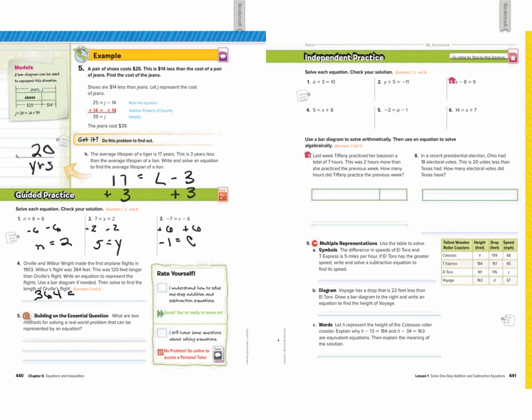I don't know if an O is the best for that. Looks like a 0. We could just use F for flight. But we do know that Wilbur's flight was 120 feet longer. So that means we are going to add that 120. To solve the problem, we're going to subtract 120 on both sides of that equal sign. And our difference here, I'll just write it down here, is 244 feet. Okay, I think that you are going to be ready to move on to your independent practice.